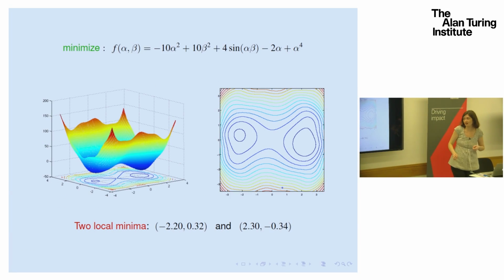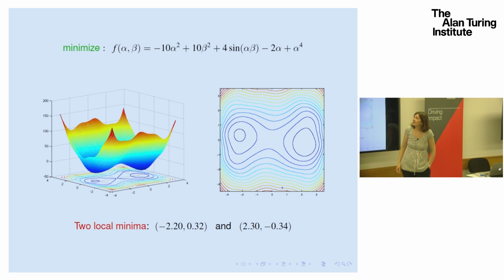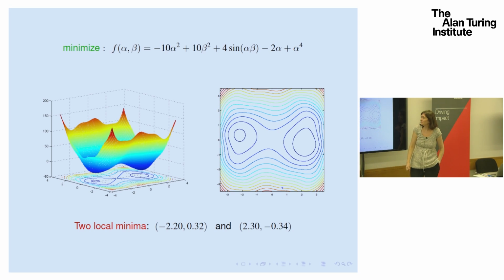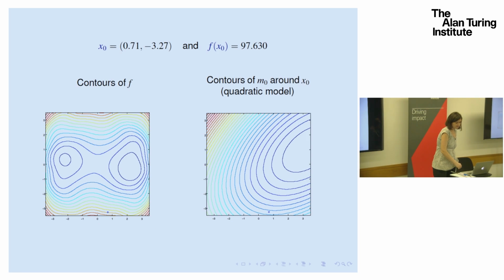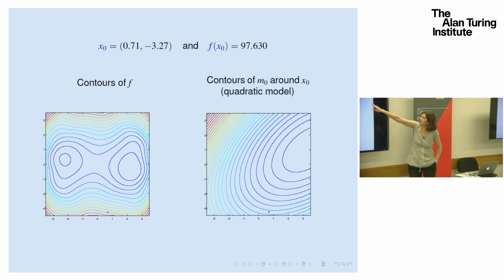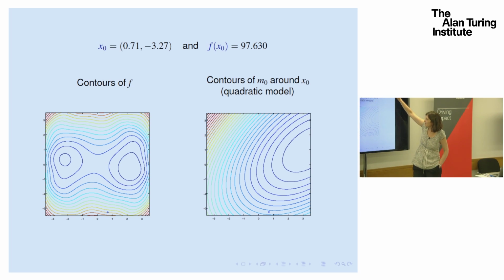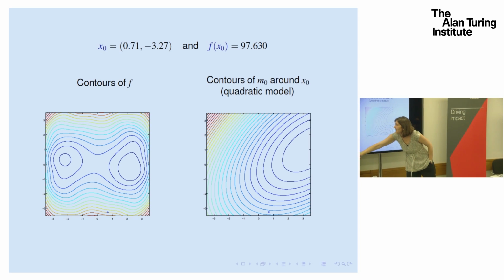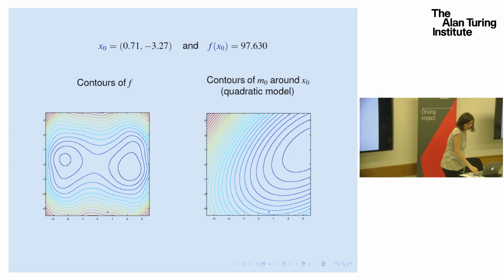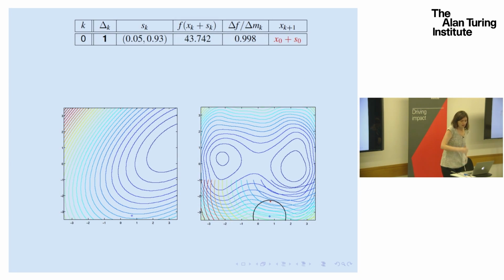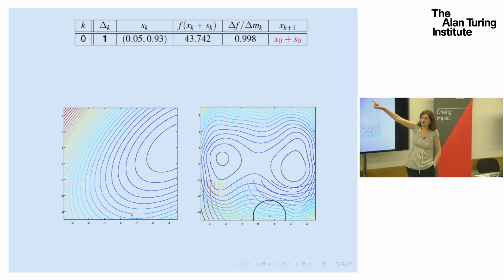So let me show you an illustration of how this method works. We have here a non-convex function that has two local minima, and here are the contours of this function. I'm going to run trust region on it. I'm going to start at a point, f(x0) = 97. My point is here, and the contours of my quadratic model at this point are in the right-hand side picture. So I start from delta k equals 1. I have a direction because here I am.